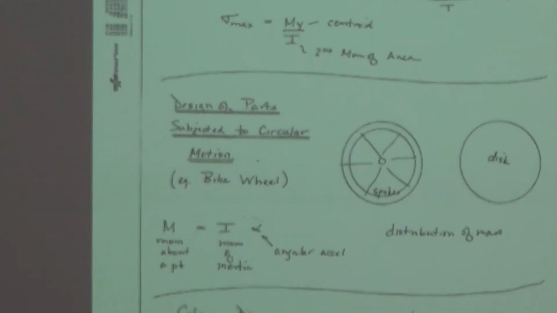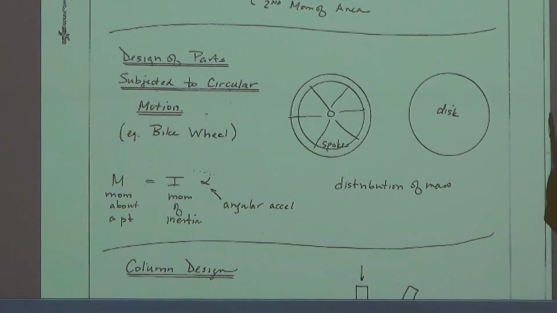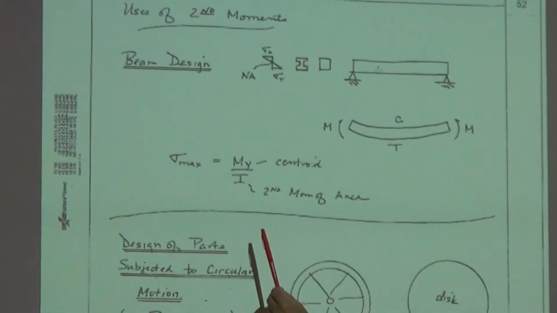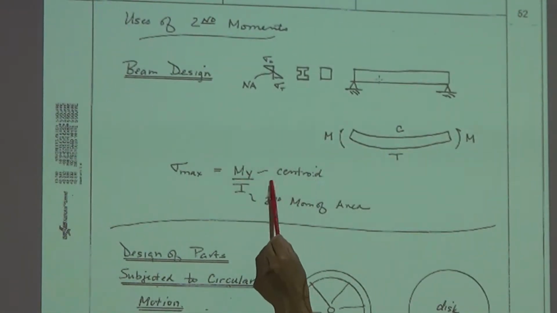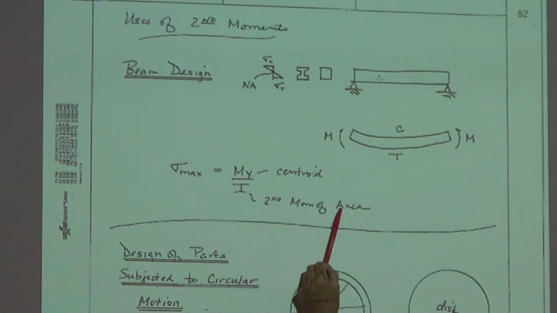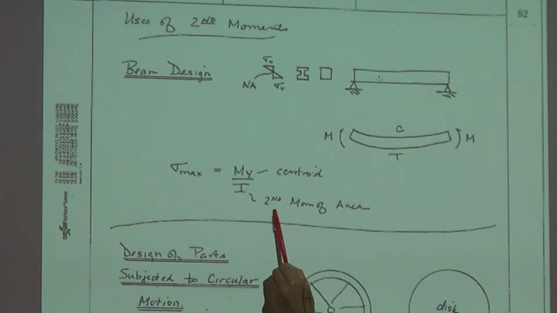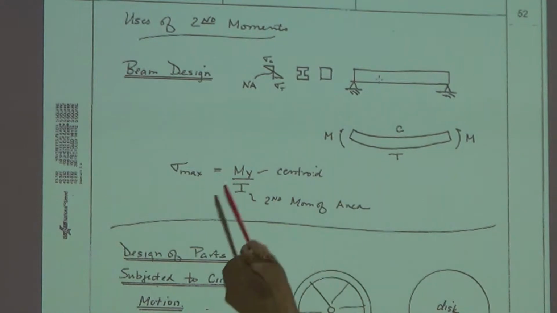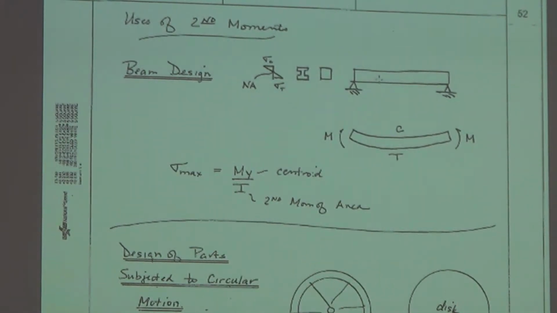Okay, so you have a beam here that's simply supported with a load. There's a moment on the sides. You take the moment, you multiply it by the centroid and multiply it by the second moment of area, which we can call the moment of inertia, and it gets the maximum stress that this beam is experiencing, which you need to know in order to design the beam.